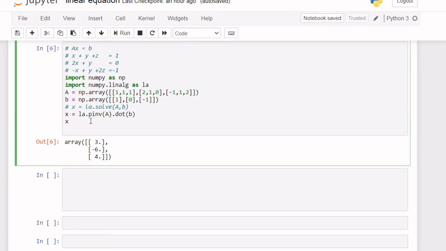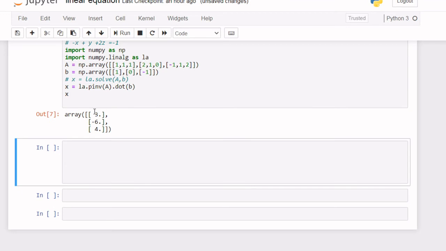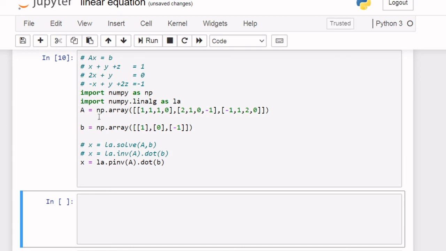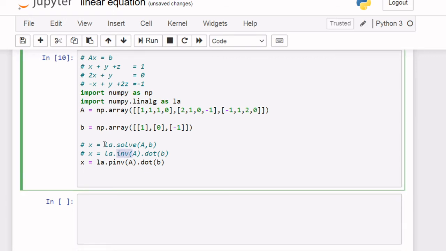So to find the inverse of a matrix, we are now going to use pinv, and here in this case it is again the same, 3, minus 6 and 4. Here we have defined this A matrix, a 3 by 4 matrix, and now we have to check whether the determinant of A is 0 or non-zero, but we are not able to find the determinant of a non-square matrix. So we are not going to use this inverse.